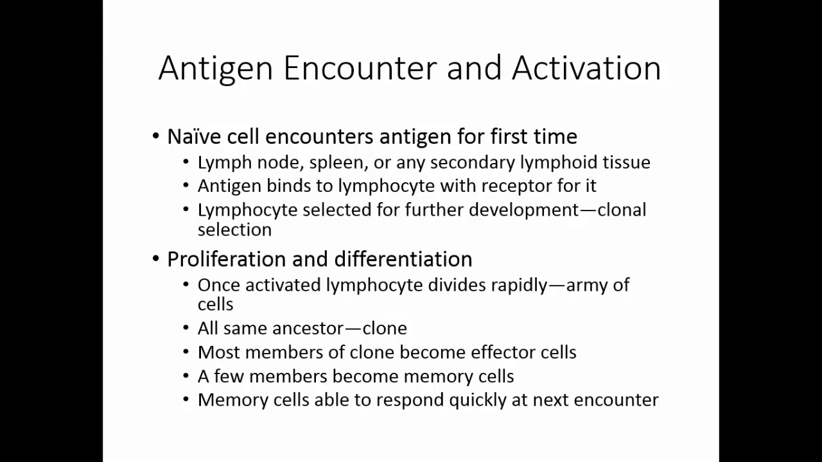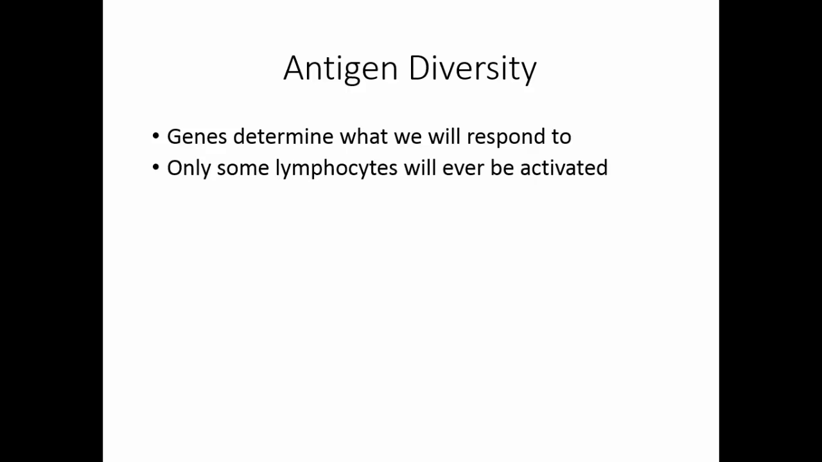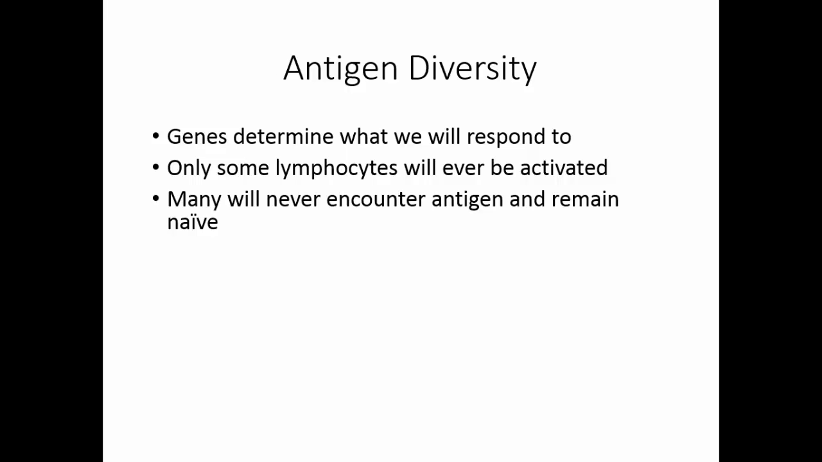Memory cells will be able to respond quickly at the next encounter of that same antigen. Our genes determine what antigens we will be able to respond to. Even though we will have hundreds of thousands of cells that can respond to all of these different antigens, only some lymphocytes will ever be activated. Many will never encounter their antigen and will remain naive.